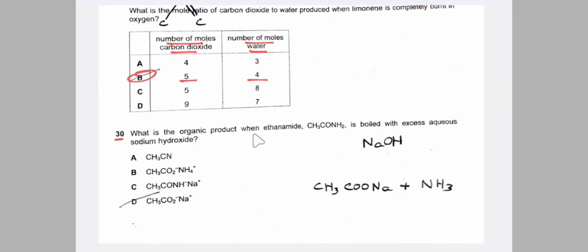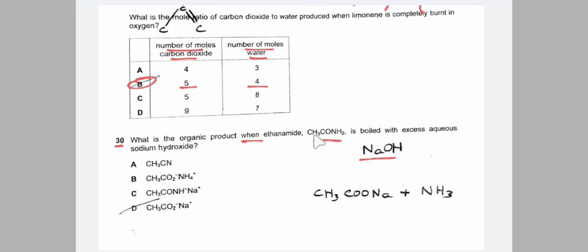Question number 30. What is the organic product when this compound is boiled with excess aqueous sodium hydroxide? So when this compound is boiled with excess aqueous sodium hydroxide, then what is the product? We have to go through each of these answers. First, CH3CONH2. Then CH3CN, is this possible? This structure is not possible because this compound reacts with sodium hydroxide, and CH3CO has to be present, so CH3CN is not the possible product.